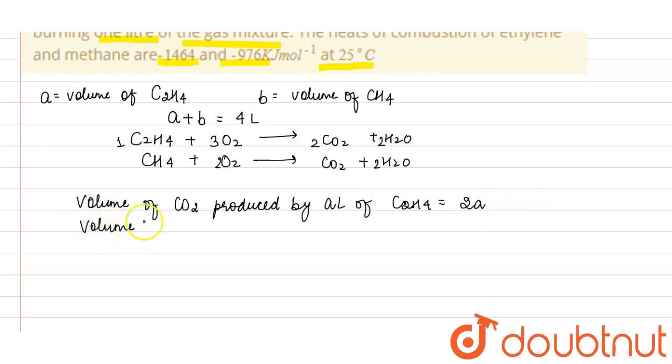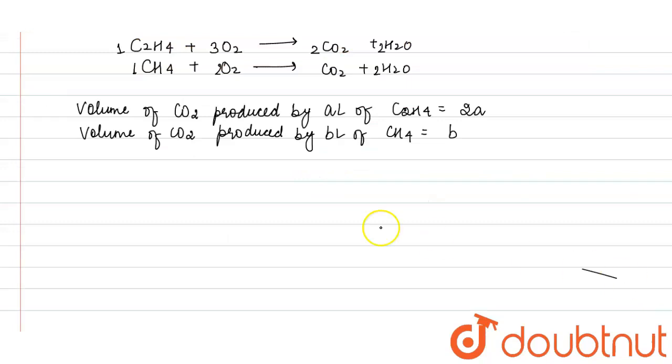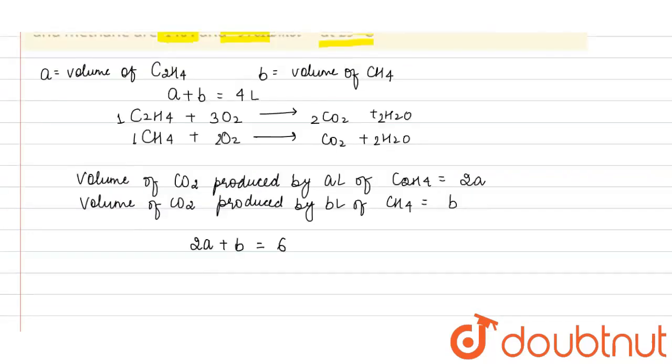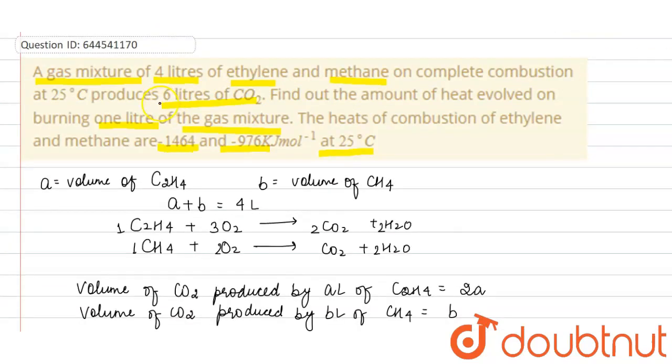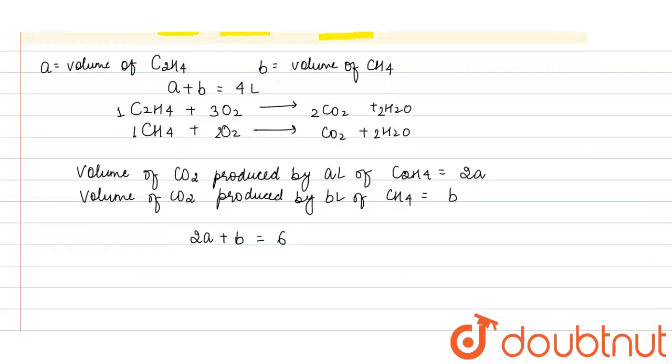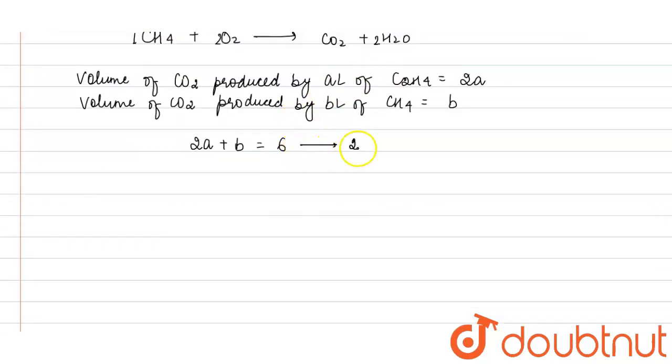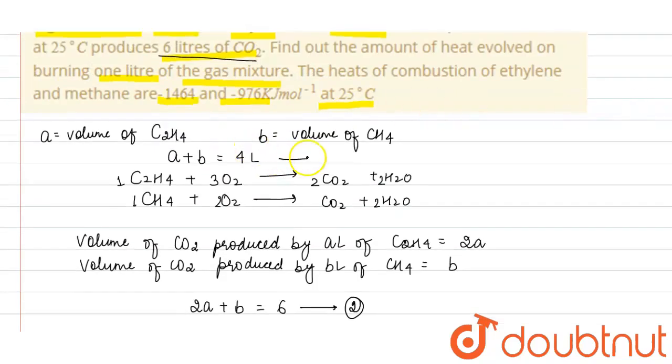And the volume of CO2 produced by B liter of CH4 will be equal to B, because here 1 mole of CH4 produces 1 mole of CO2. Therefore B liter of CH4 will produce B liter of CO2. So from here the total amount, that is 2A plus B, is equal to 6, because in the question we are provided the mixture produces a total of 6 liter of CO2, okay. So this is your equation 2 and this was your equation 1, okay.